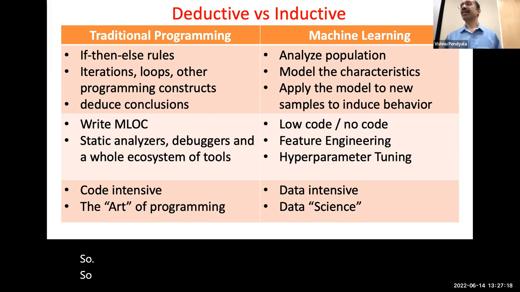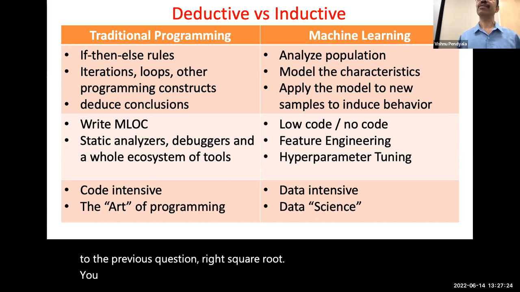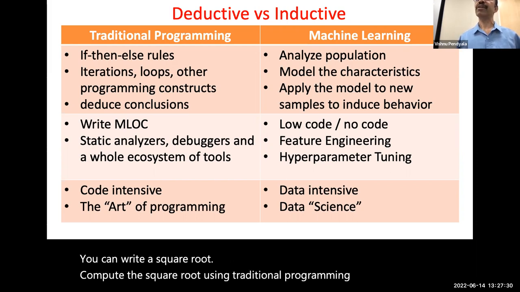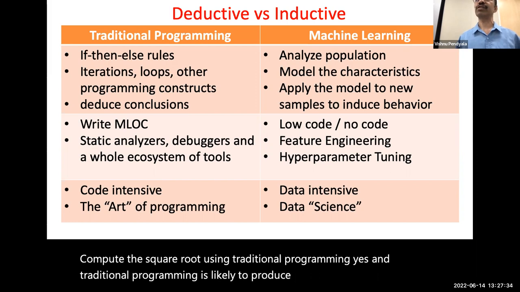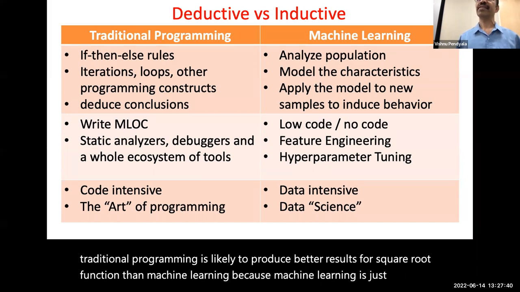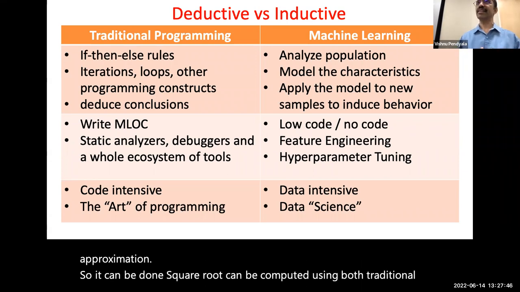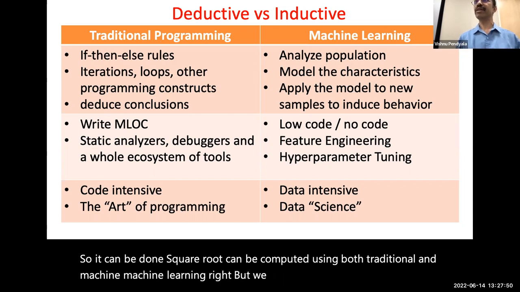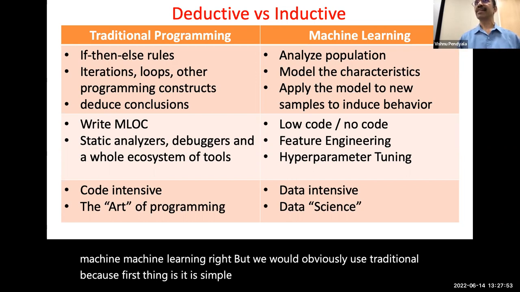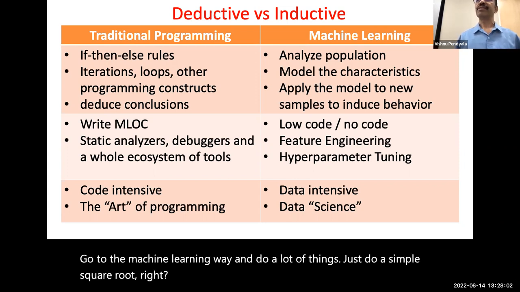So for instance, I'll give you another example, right? Going back to the previous question, square root. You can compute the square root using traditional programming. And traditional programming is likely to produce better results for the square root function than machine learning, because machine learning is just approximation. So square root can be computed using both traditional and machine learning, right? But we would obviously use traditional, because first, it is simple to implement. We don't want to go the machine learning way and do a lot of things just to compute a simple square root, right?